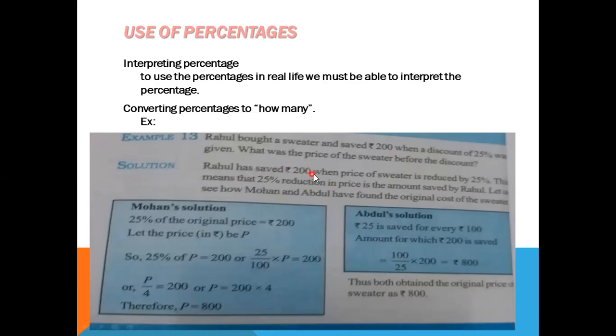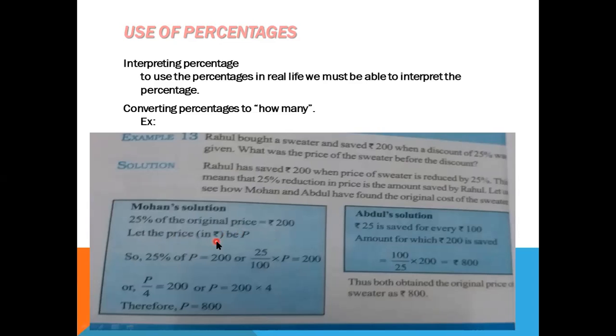See, Rahul saved 200 rupees when the price of the sweater is reduced by 25%. So this means the 25% reduction in the price is the amount saved by Rahul. So let us see how Mohan and Abdul found the original cost of the sweater. So here these two boys, let us see how they have solved it. So 25% of the original price equals 200 rupees.